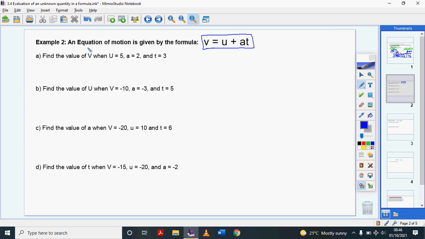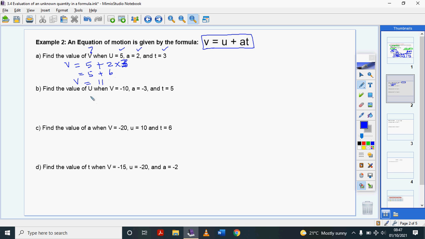So you're trying to find v, and you're given u, you're given a, you're given t. So all you do is substitute. I'm going to substitute for what I am given. Where I have u, I'll put 5. Where I have a, I'll put 2. And where I have t, I'll put 3. Oh sorry, this was supposed to be 3. 2 times 3 is 6, and 5 plus 6 is 11. So the value of v is 11.